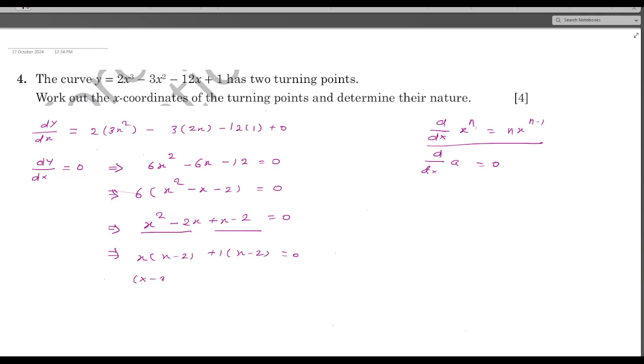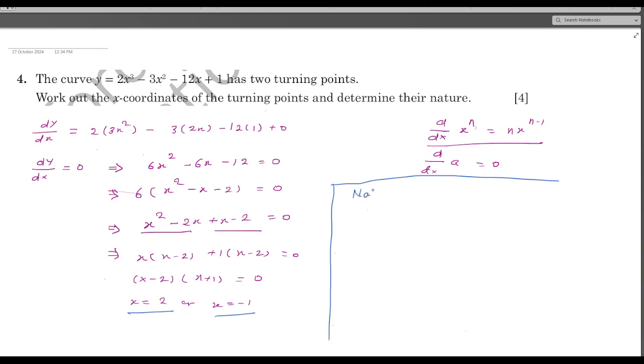So x minus 2 times x plus 1, taking x minus 2 common, is equal to 0. This gives you the value of x equal to 2 or x equal to minus 1. So there are two turning points: one turning point has x coordinate 2 and the other has x coordinate minus 1. Now next we have to find the nature. These are the x coordinates of the turning points.